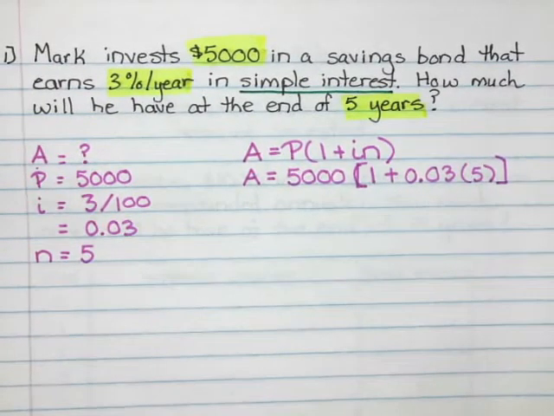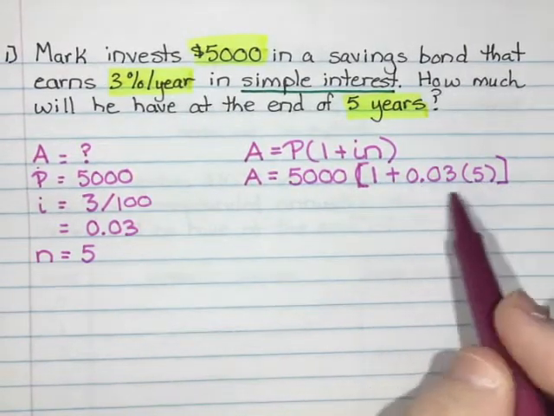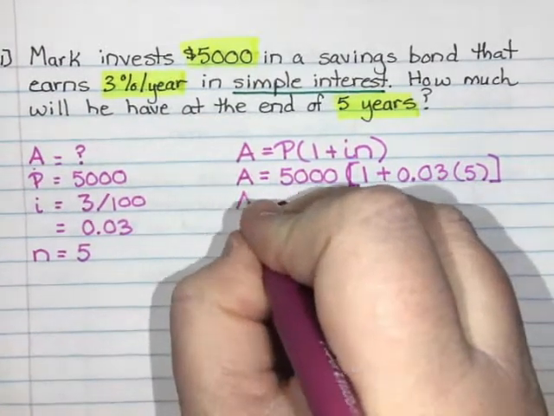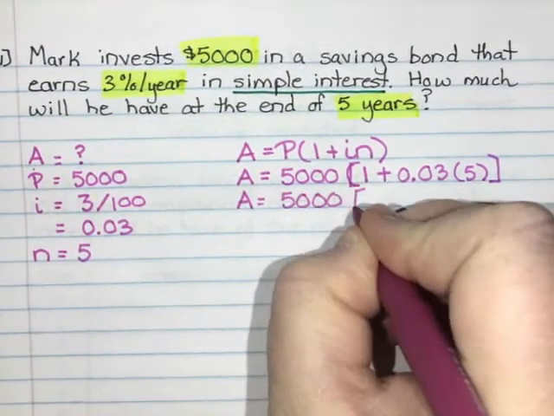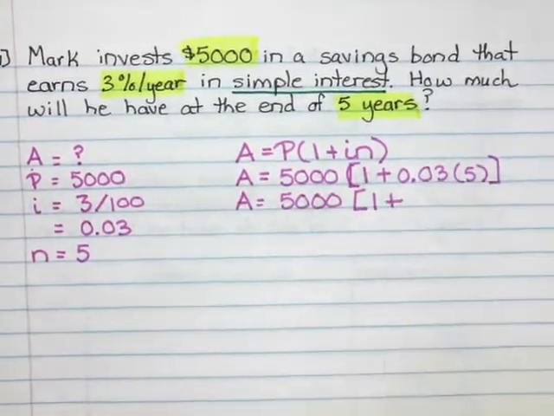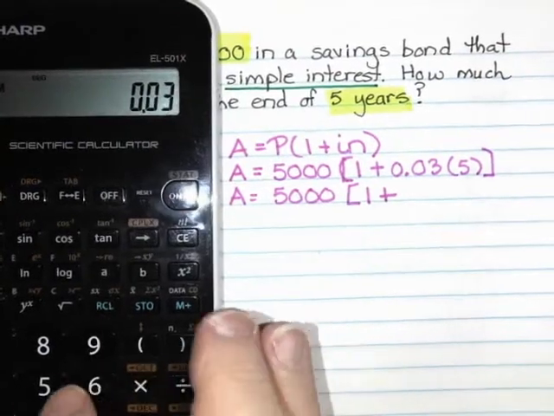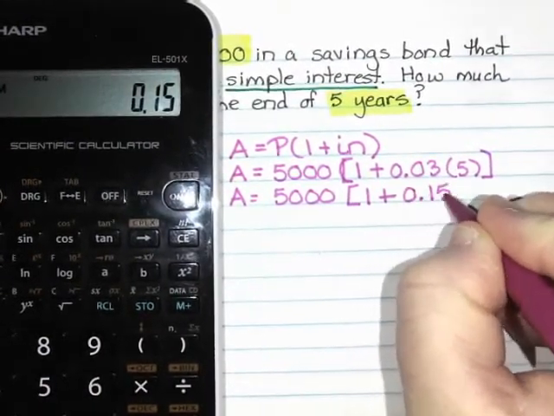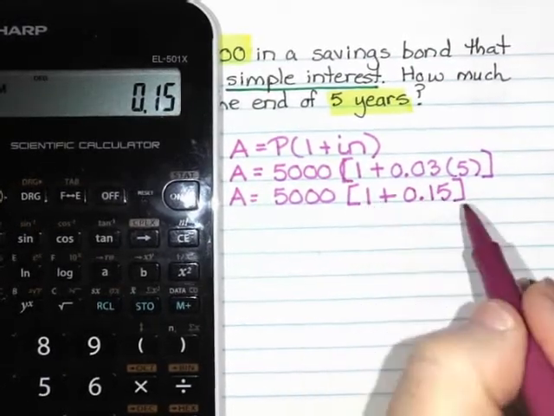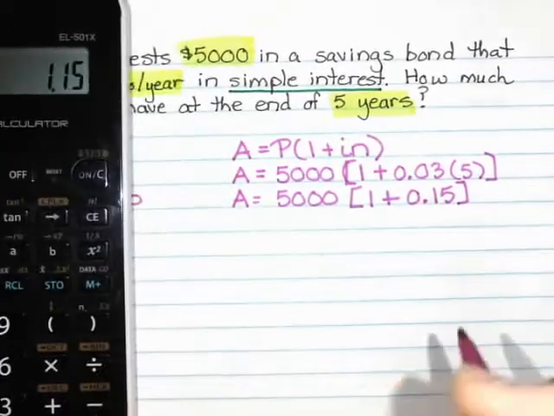So order of operations or BEDMAS says you have to start with brackets. So inside my bracket, I have addition and multiplication. So I'm actually going to start with the multiplication. So I have 5,000. And then I have 1 plus. So I still have that 0.03 on my calculator. I'm going to multiply it by 5 to get 0.15. And then to finish off that bracket, I'm going to add a 1 onto that to get 1.15.